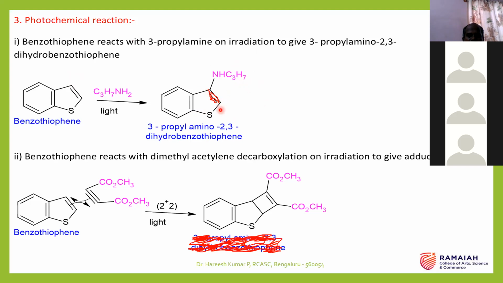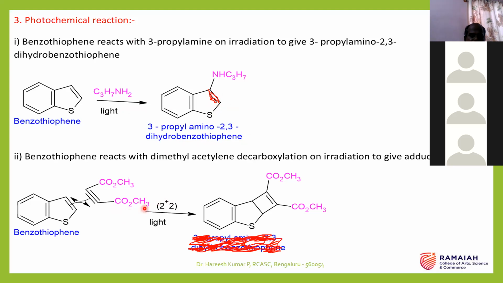So this is 2, this is 3. Dihydro means there is no double bond here. So this is the product obtained in benzo-thiophene, and it's a photochemical product. What it means? Benzo-thiophene undergoes a photochemical reaction in the presence of light with propylamine, giving rise to 3-propylamino 2,3 dihydro benzo-thiophene as the product.